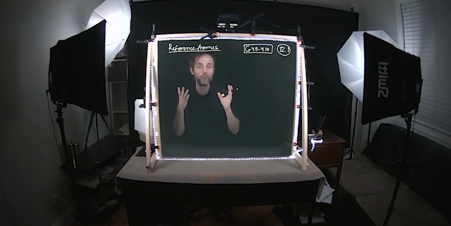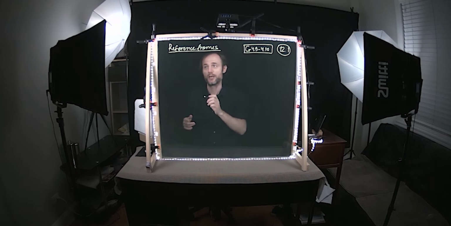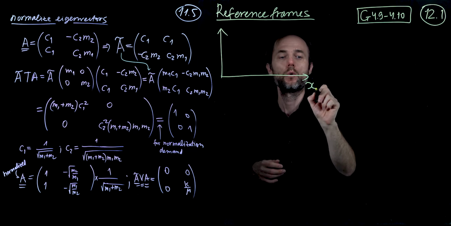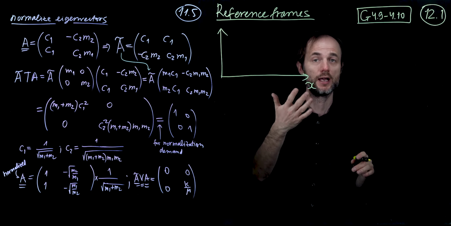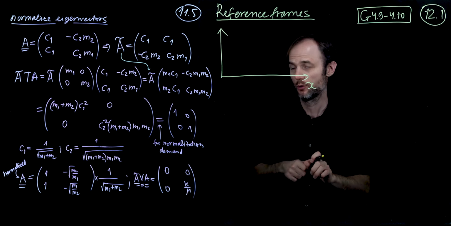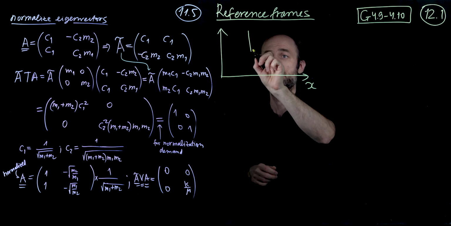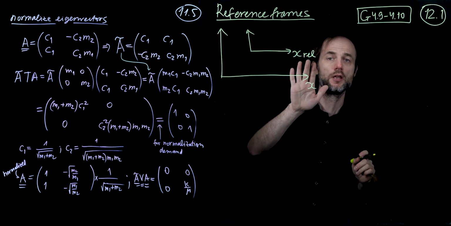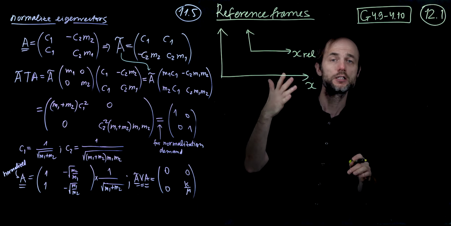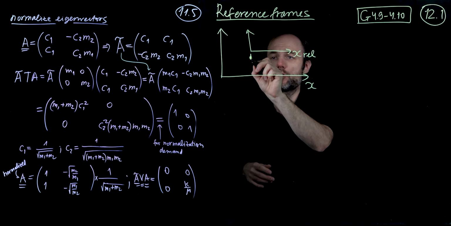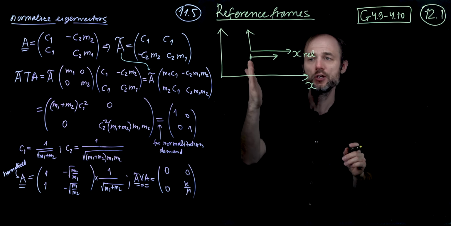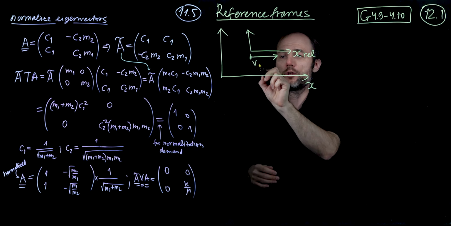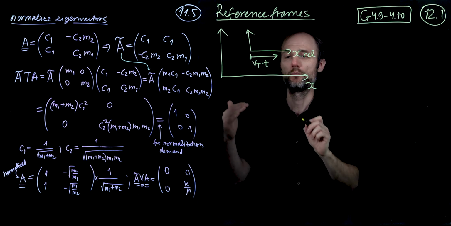So I will be using two different frames, the lab frame or the platform frame, where all of the coordinates will be denoted as regular x, y, and z. And I will also be using the train frame, where all of the coordinates will have the index rel, relative to the train. So the origin of these coordinates will change its position as seen from the platform, and the position of the origin of the train coordinates will be moving.